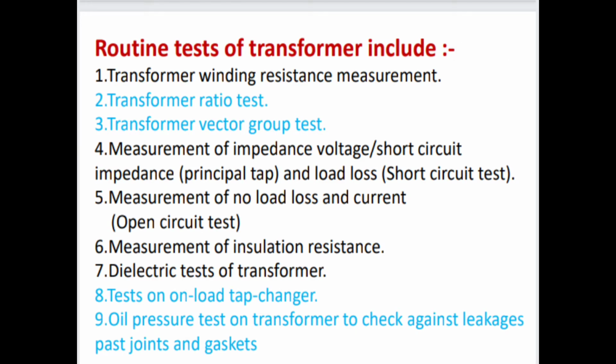Routine tests of a transformer include transformer winding resistance measurement, transformer ratio test, transformer vector group test, measurement of impedance voltage, short circuit impedance and load loss, measurement of no load loss and current, measurement of insulation resistance, dielectric test of transformer, test on on-load tap changer, and oil pressure test on transformer to check against leakage past joints and gaskets.